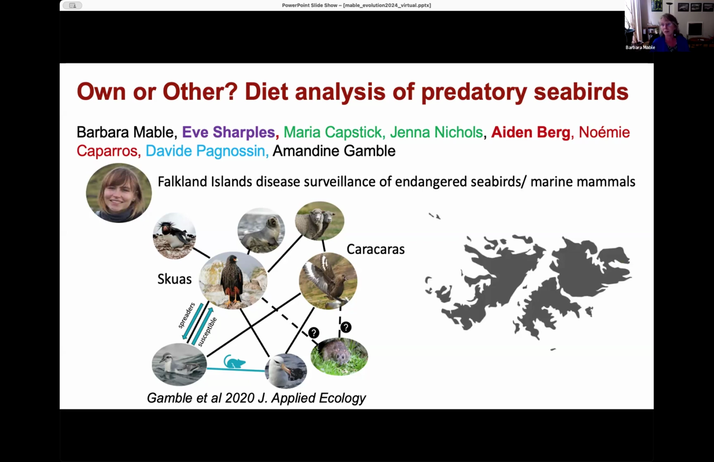And so in the Falkland Islands, the government has had an eradication program for rodents. But what we don't know is if you take away the rodents, does that mean that these birds are going to eat more seabirds like penguins? And so Amandine wanted us to see if we could test this on her samples.